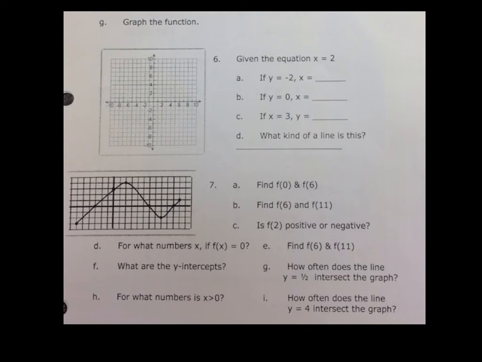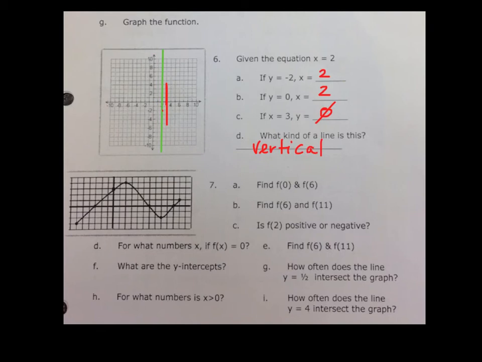So given the equation x equals 2, that would be a line that looks like this. If y equals -2, x is still 2. If y equals 0, x is still 2. But what if x equals 3? Well, if x equals 3, it won't ever hit that line, so y would be the empty set or no solution. This obviously is a vertical line.